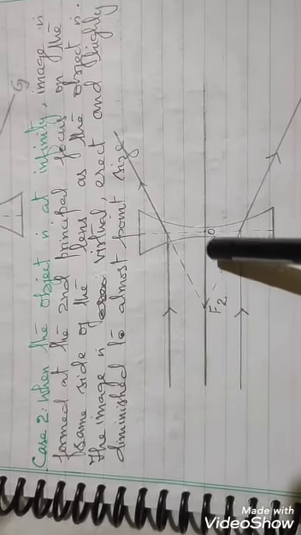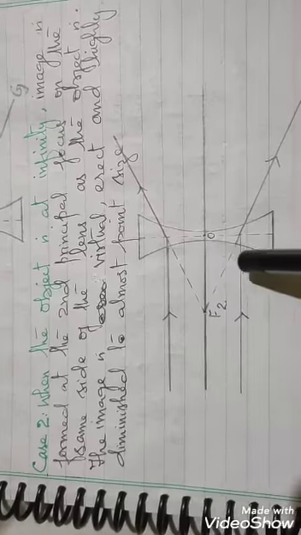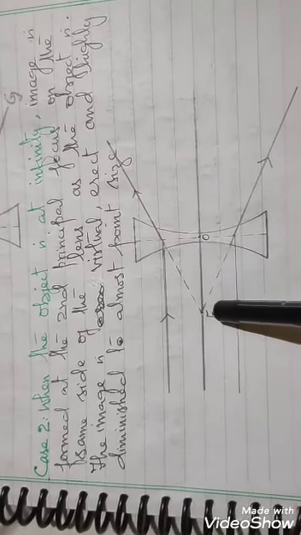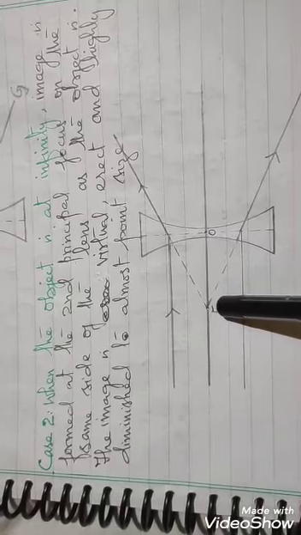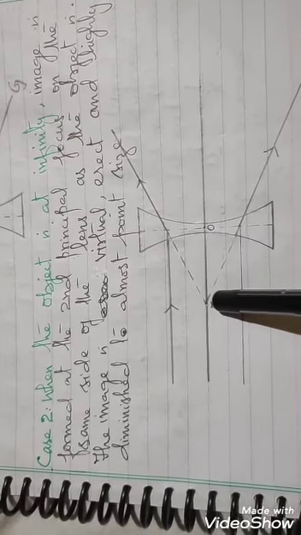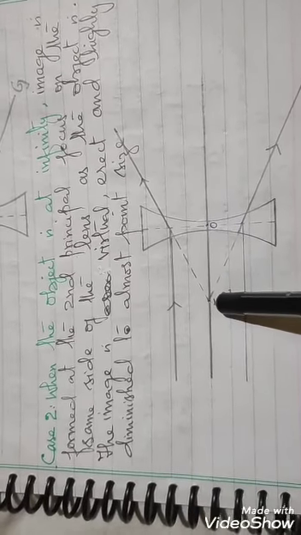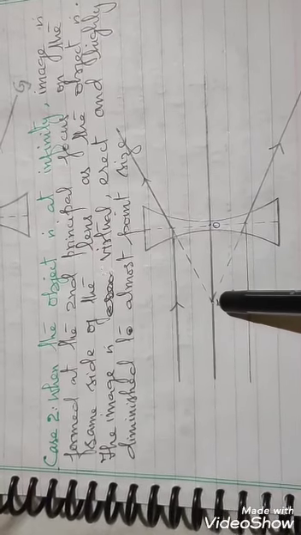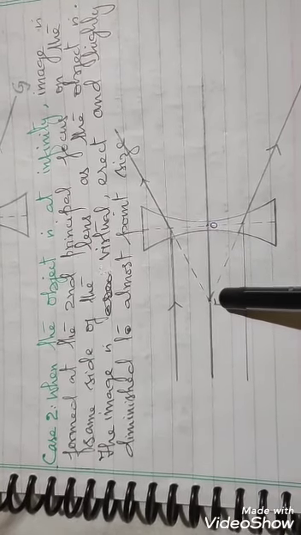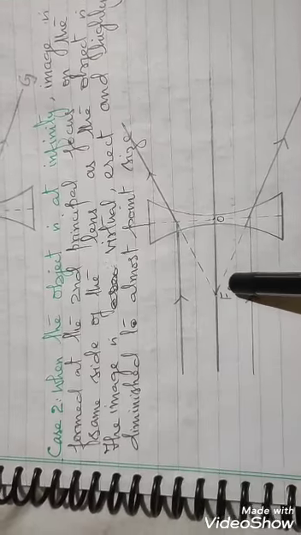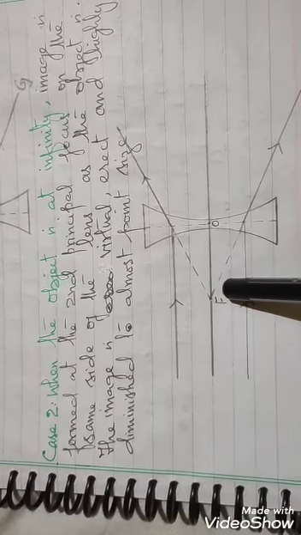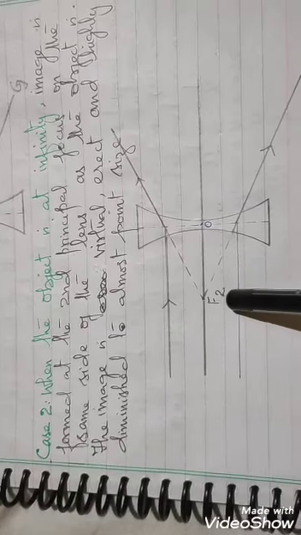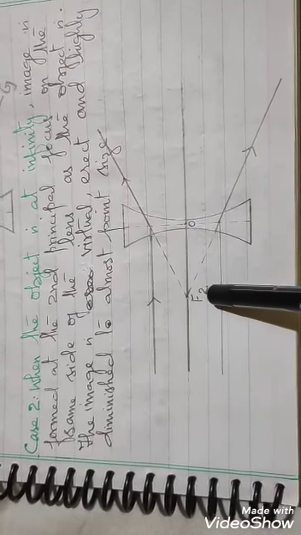So, when the object is at infinity, the image is formed at the principal focus of the lens on the same side of the lens as the object is. The image formed is virtual, it is erect and highly diminished to almost point size.